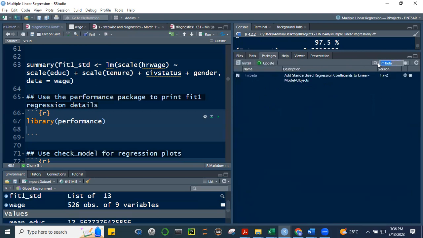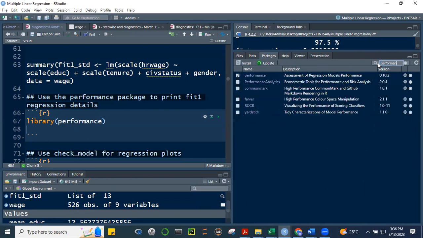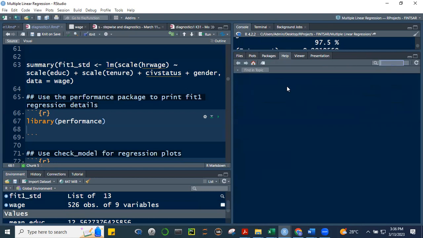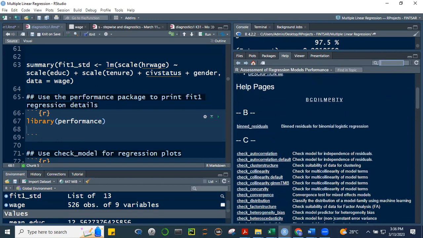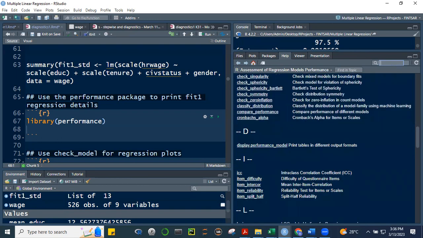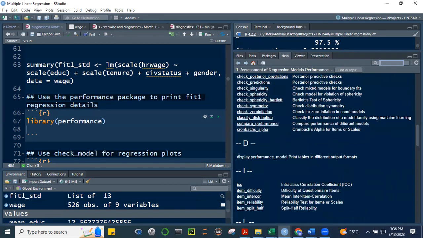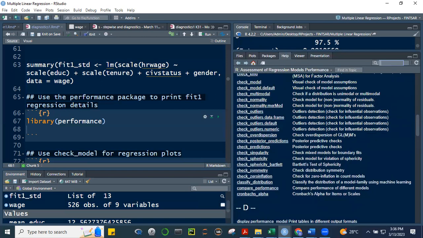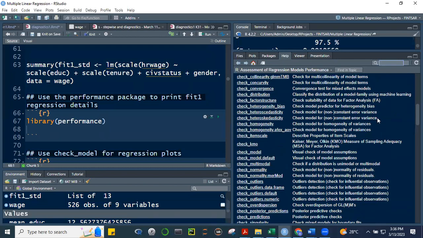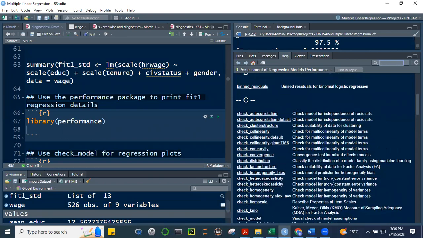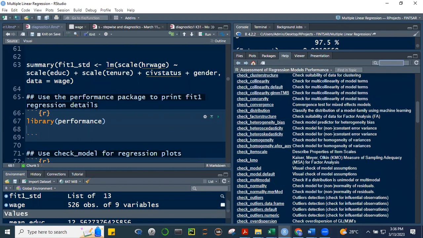Okay, so just a quick, while your classmates are still loading it, under packages, let's put here performance. So what does this do? Assessment of regression models performance. Okay, so there are several functionalities here. Okay, you can check for outliers, check heteroskedasticity. Isn't it that's what we're going to use? Isn't it that's what we're going to look at as far as our model is concerned.